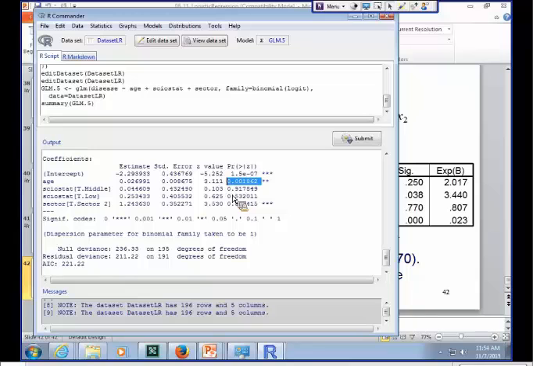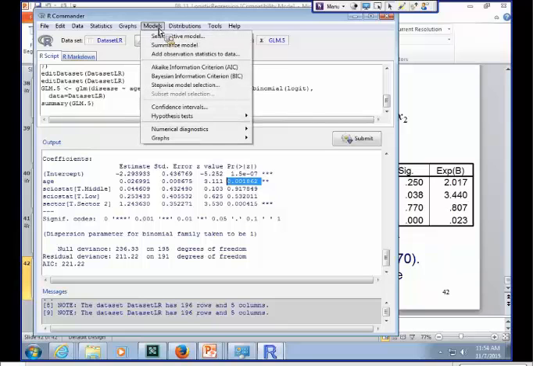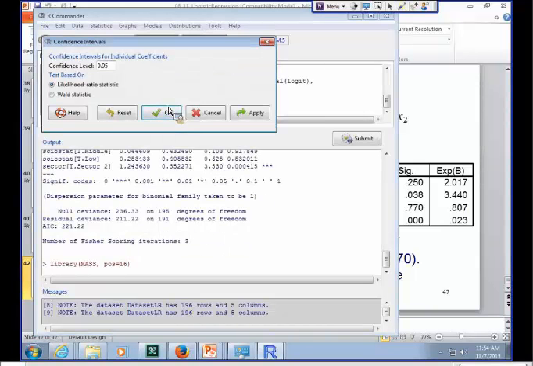Okay. Now you might wonder, how do I get the odds ratio and the confidence interval estimate for the odds ratio? Well, we have GLM.5. This is the model we have there. We can click on Model to get those estimates. Click on Model, come to Confidence Intervals. I want a 95% confidence interval. Click OK.